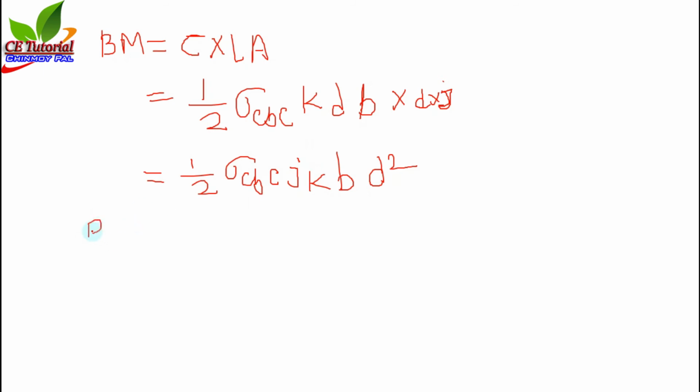And another part is equals to T multiplied by lever arm, and T is nothing but stress multiplied by area, sigma ST AST. AST is area of steel, and JD. Okay, so this is coming from tension side.